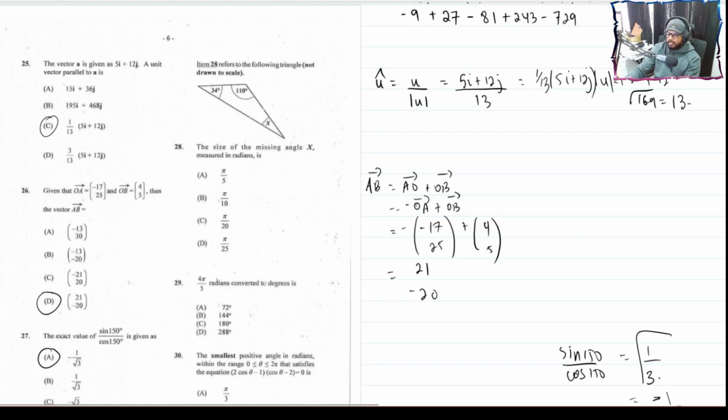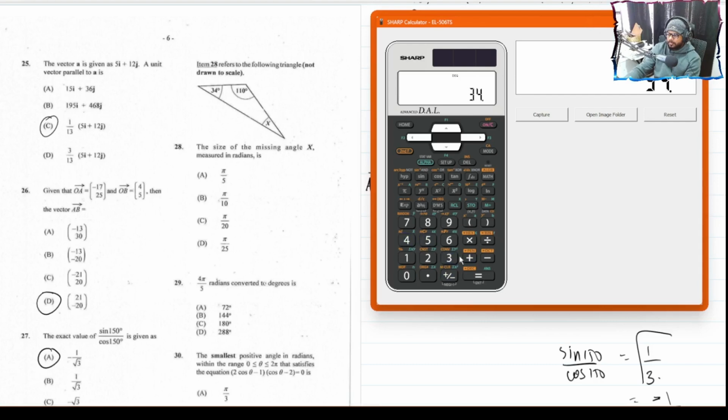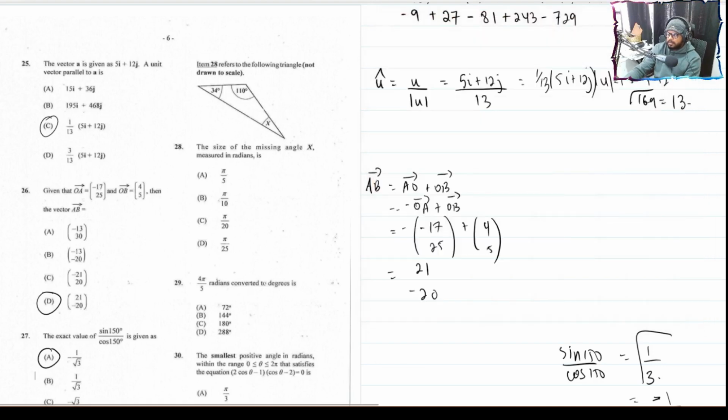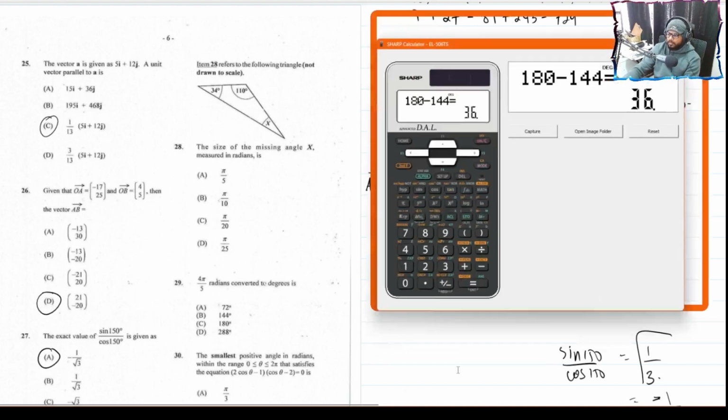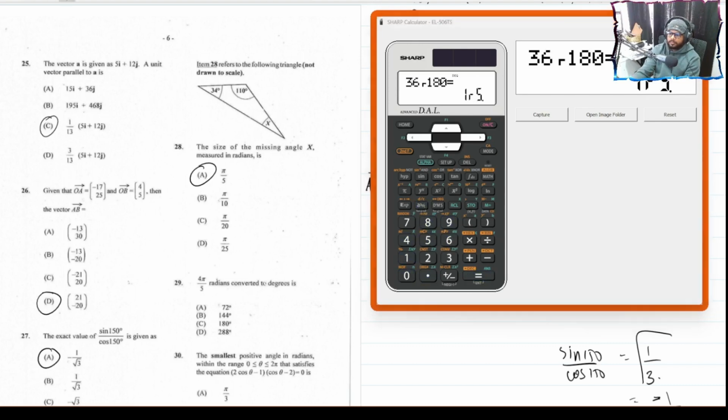So the size of the missing angle X is, here we go, 34 plus 110, 180 take away 144 is 36 degrees. So 36 degrees to radians, we have to multiply by pi over 180, because I have to have a pi included in my answer. 36 over 180 is 1/5, so it's pi on 5.